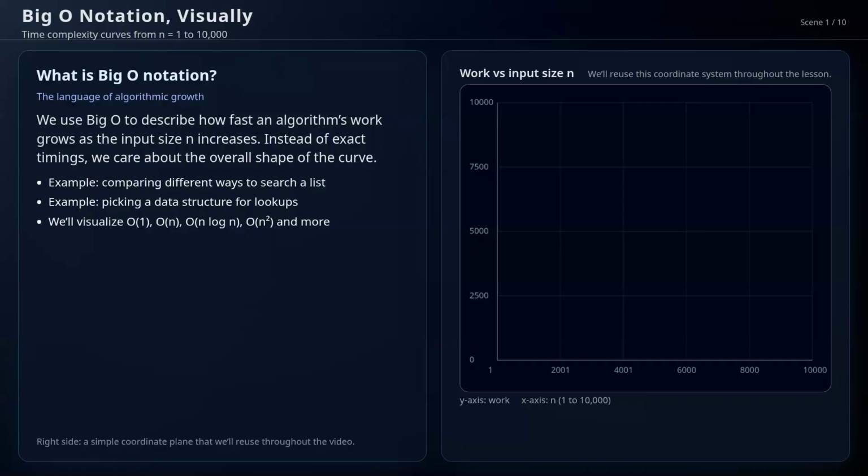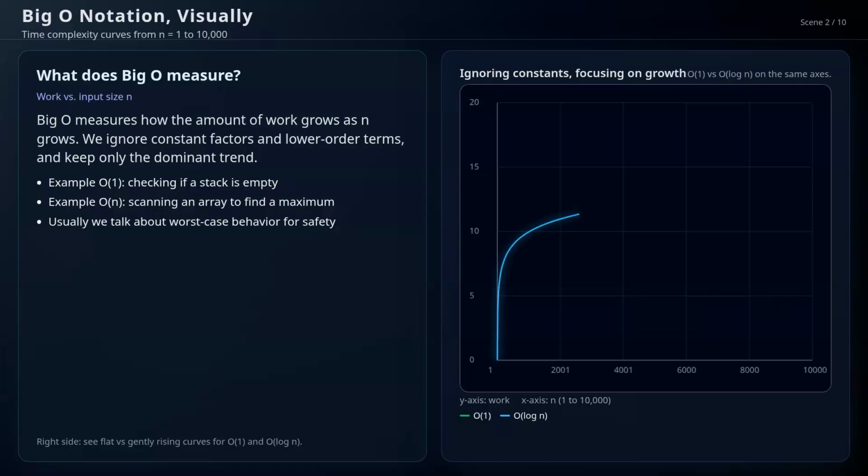On the left, you'll see the main ideas. On the right, animated graphs will show how work increases as n, the input size, goes from 1 up to 10,000. By the end, you should be able to look at a piece of code and quickly estimate its Big O time complexity. Big O is about how the amount of work grows as n grows.